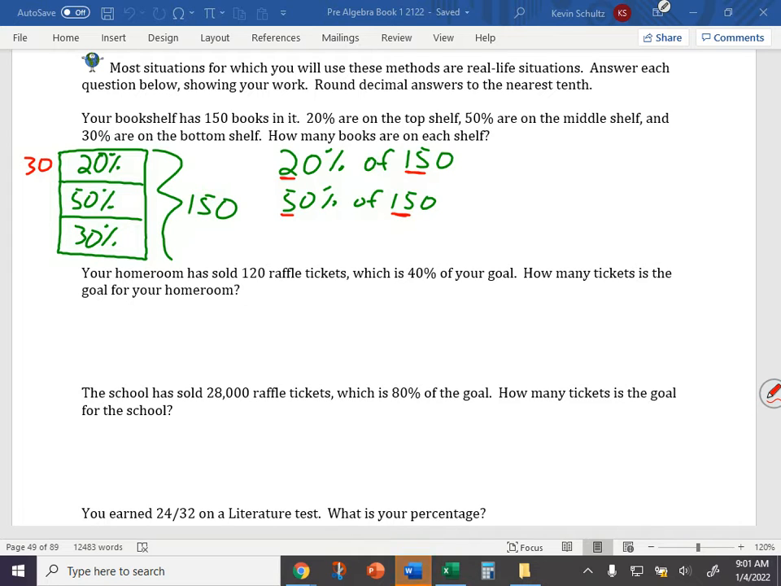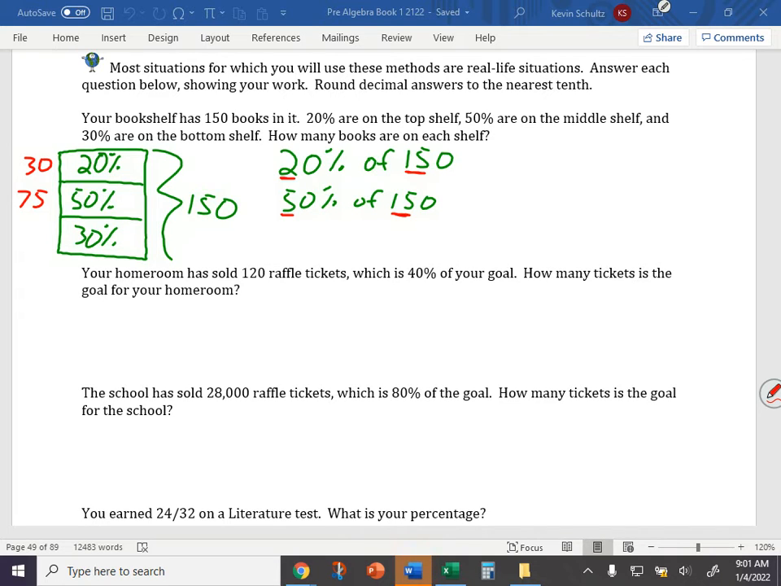Sure, you can convert 50% to a decimal and take 0.5 times 150, or you could multiply 5 times 15, like we did in the previous one, or what fraction does 50% represent? Half. What's half of 150? 75, right? There are so many different ways that you can think about these. You can look for those shortcuts.